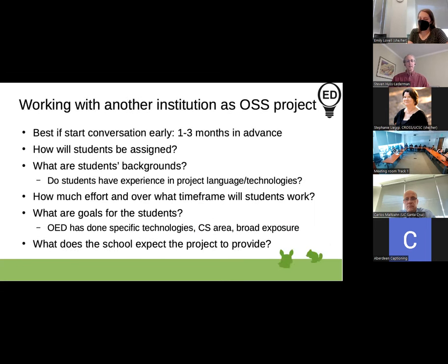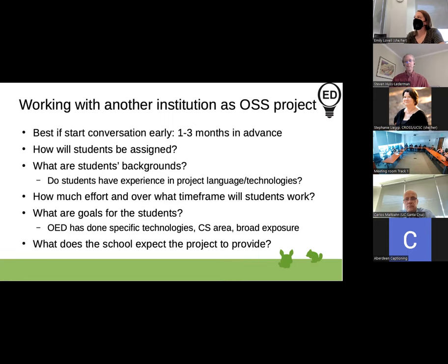So let me talk a little about working with another institution. I'm assuming now that you have a project and you want others to be using it, you want them to engage students in it. And from my perspective, I really want to start 1 to 3 months before I ever talk to a student by talking to those faculty members about it. So I want to have a conversation. I want to make sure it's a good mutual relationship, that both sides understand what's going on, and we feel comfortable about it.